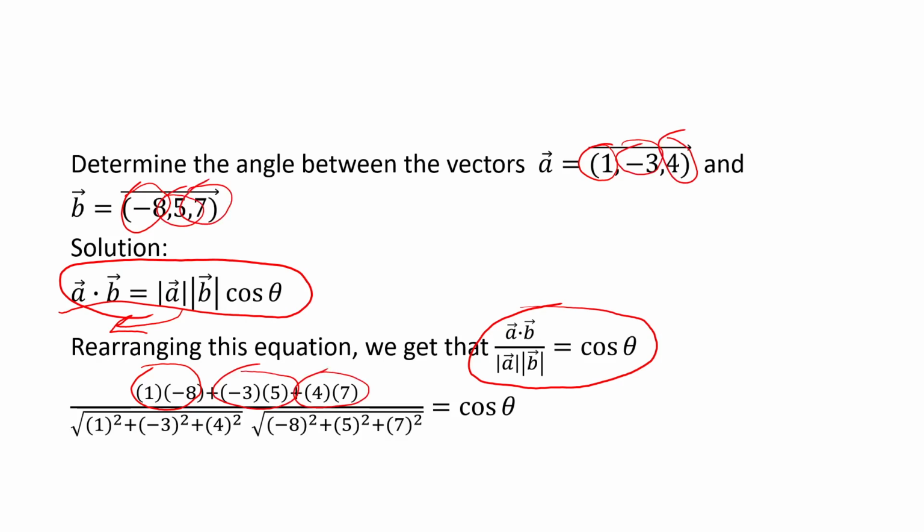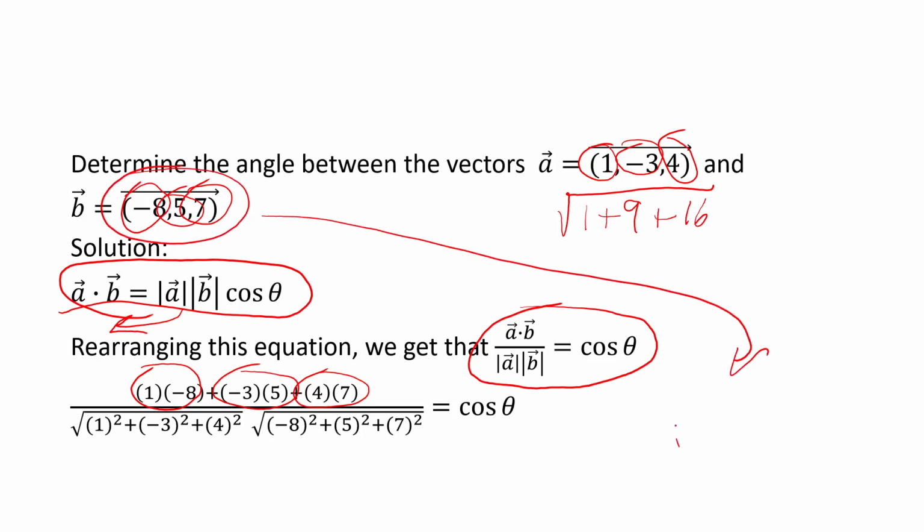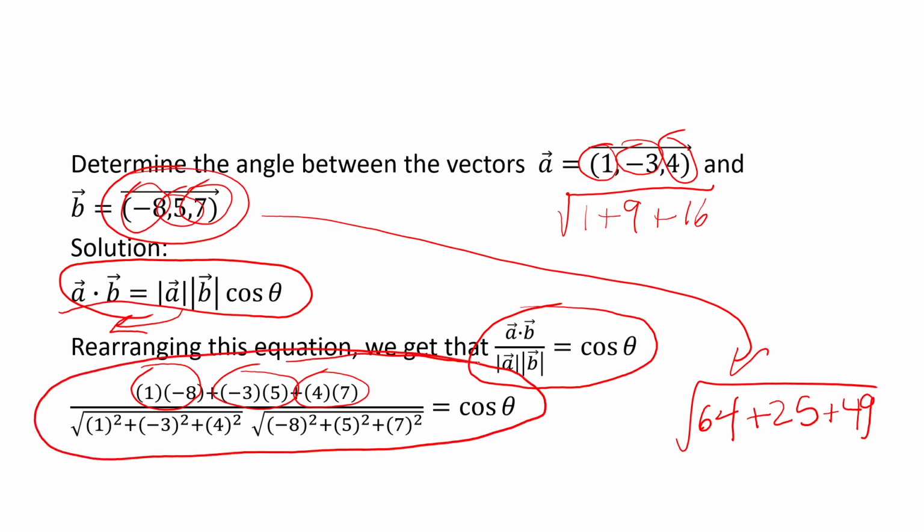What is the magnitude of A? Well, it's just the square root of 1 squared plus -3 quantity squared plus 4 quantity squared. And what is the magnitude of B? Well, that's just the square root of -8 quantity squared plus 5 squared plus 7 squared. Okay? So what we end up with is this really neat formula that is going to be pretty easy to use. We'll get help from our calculators.